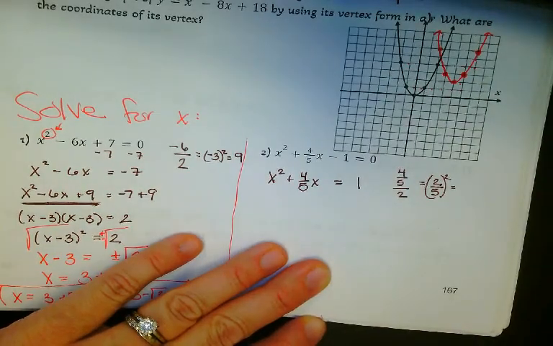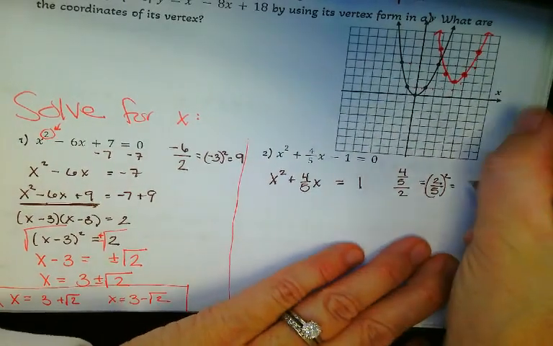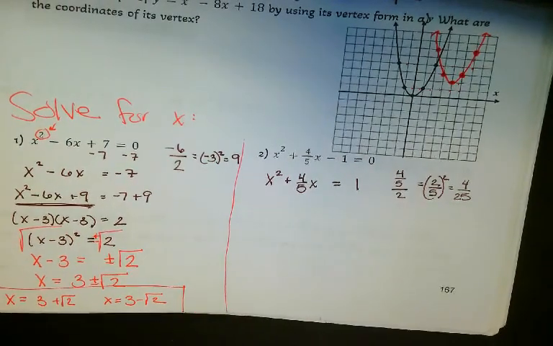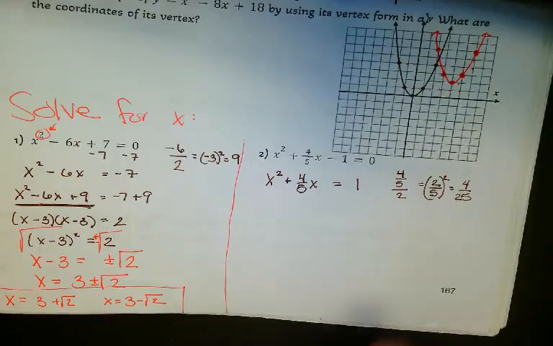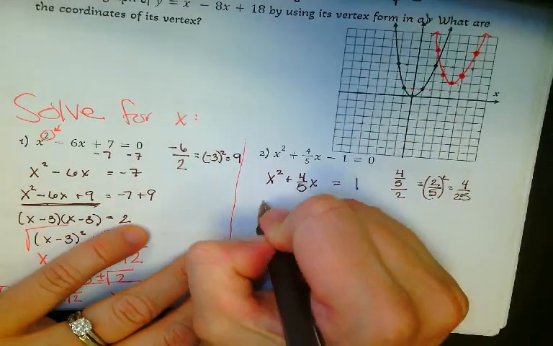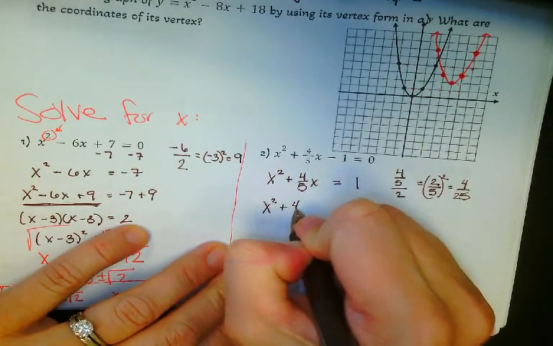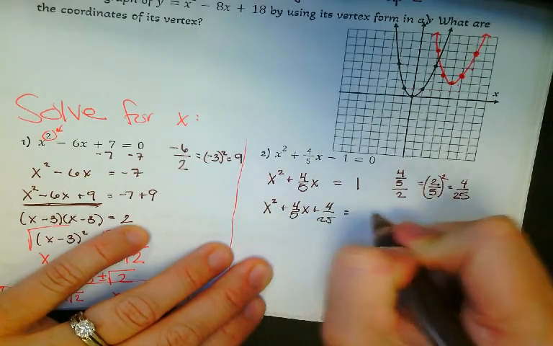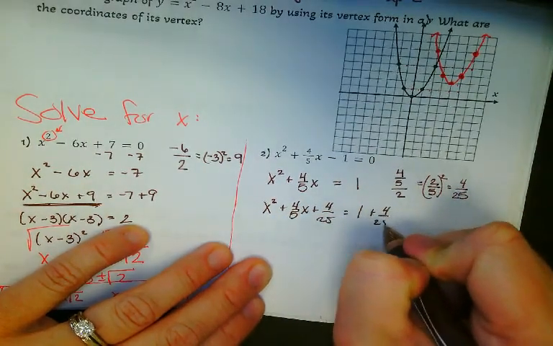Okay, and again, you can use your calculator, but you should be able to square in your head. Just square the top and bottom. I'm getting 4/25. Okay, so 4/25 is the magic number we're adding to both sides. So x squared plus 4/5 x plus 4/25 equals 1 plus 4/25.